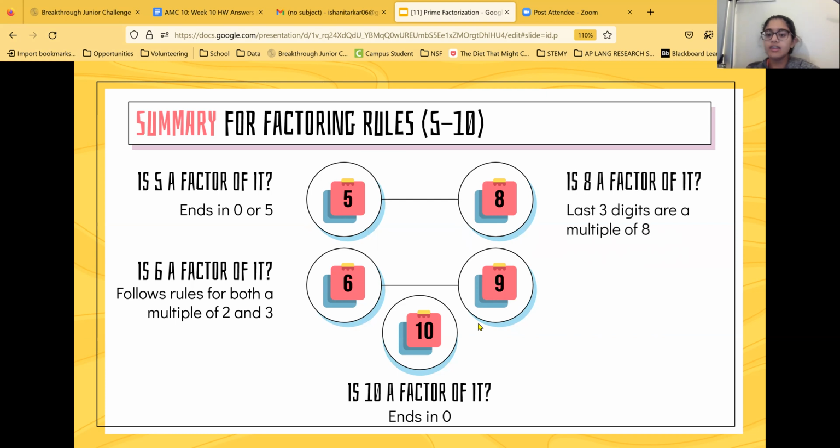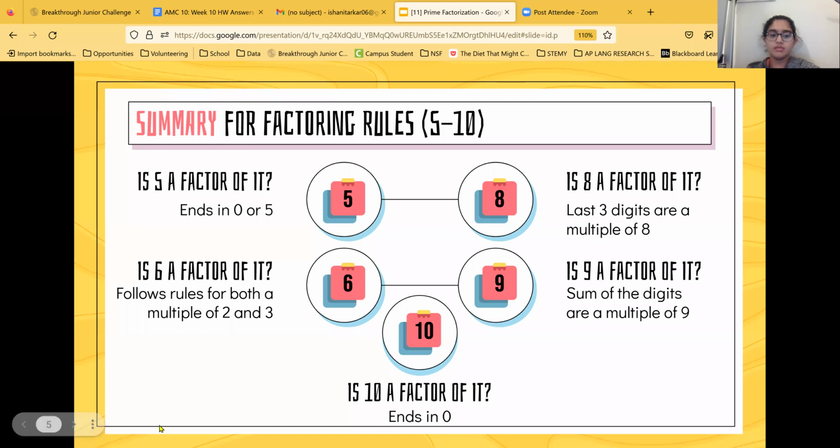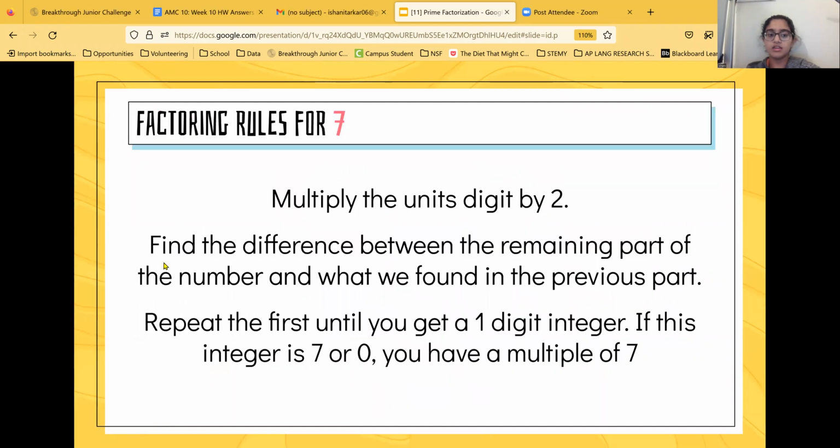And then for 8, if the last three digits are a multiple of 8, for example, 280, right? If those are the last three digits, then that number is a multiple of 8. And then for 9, if the sum of the digits is a multiple of 9, then it is a multiple of 9. And if it ends in 0, 10 is its factor.